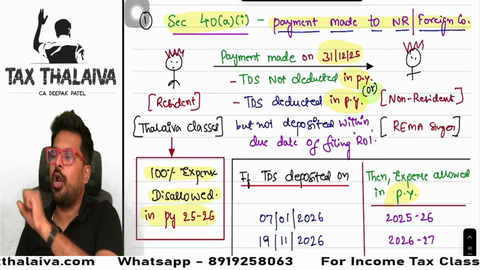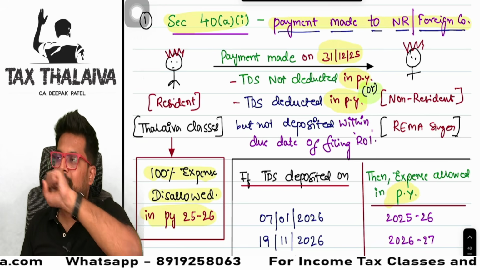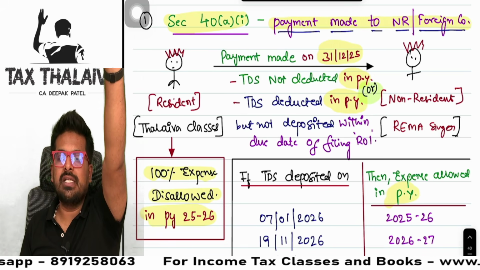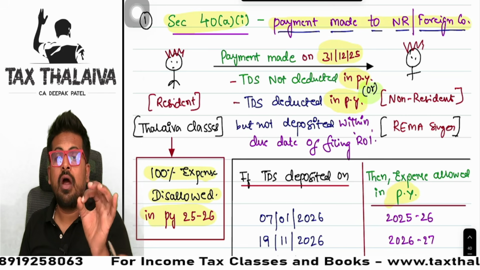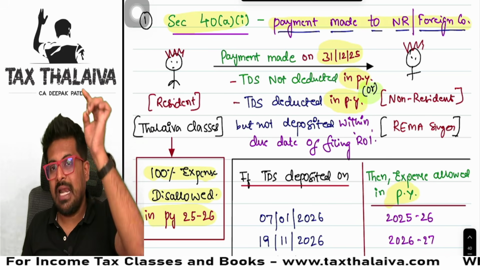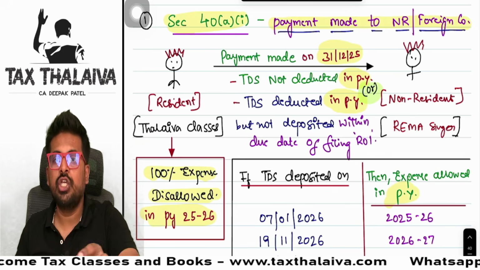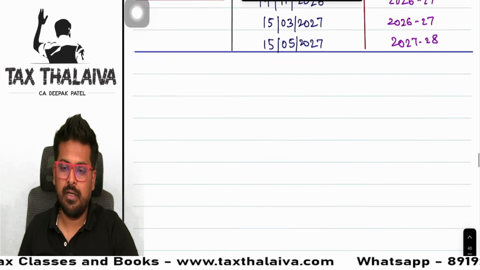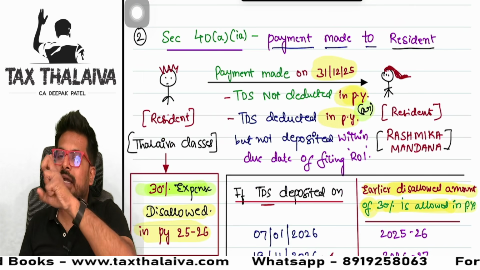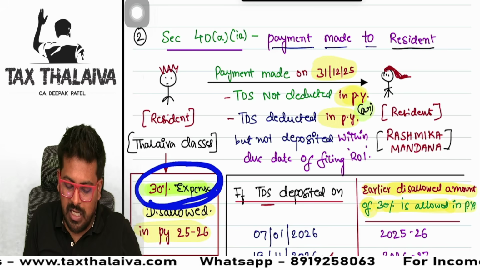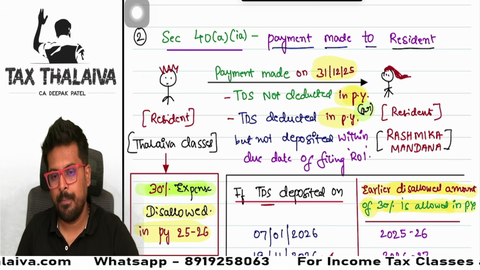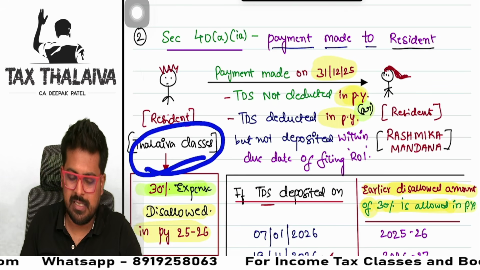So any payment made to a non-resident without deducting TDS, or after deducting TDS but not depositing it within the due date of filing of return of income, 100% of the expenditure will be disallowed. Nothing will be allowed. But you can claim the expenditure in the year in which you deposit the TDS with the government. But if you make any payment to a resident and you did not deduct the TDS, in that case only 30% of expenditure will be disallowed. 70% you can allow.